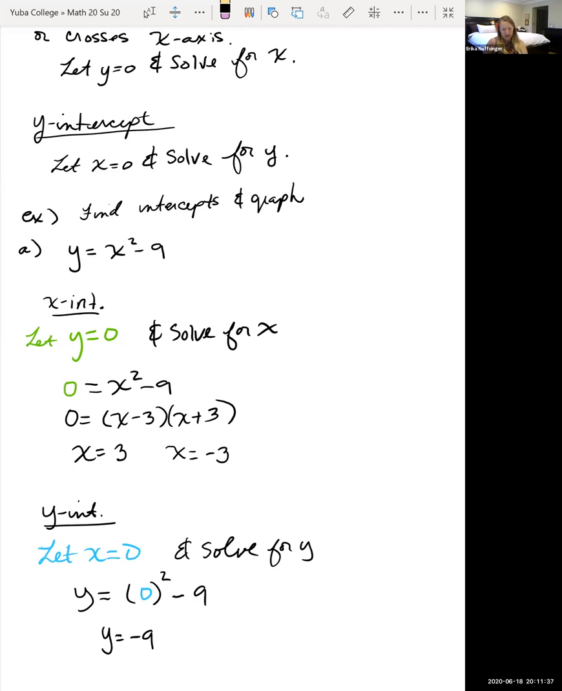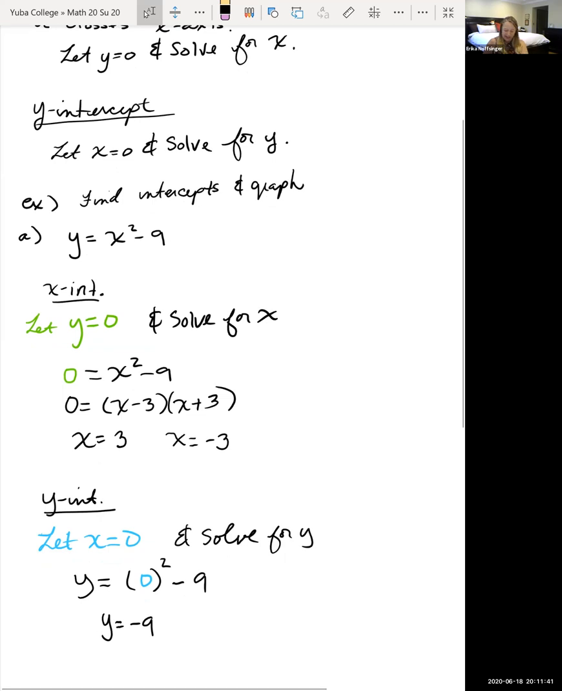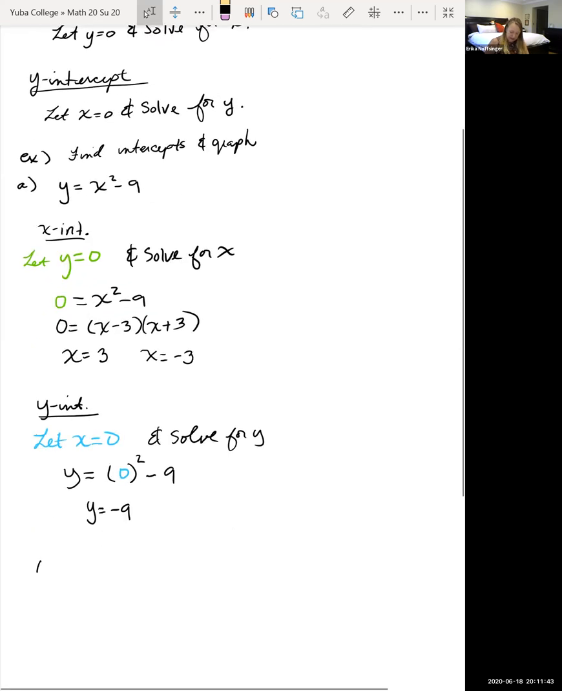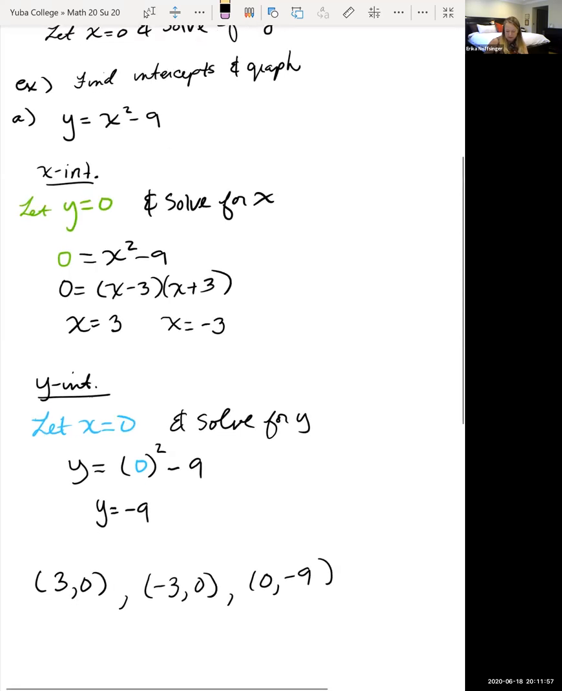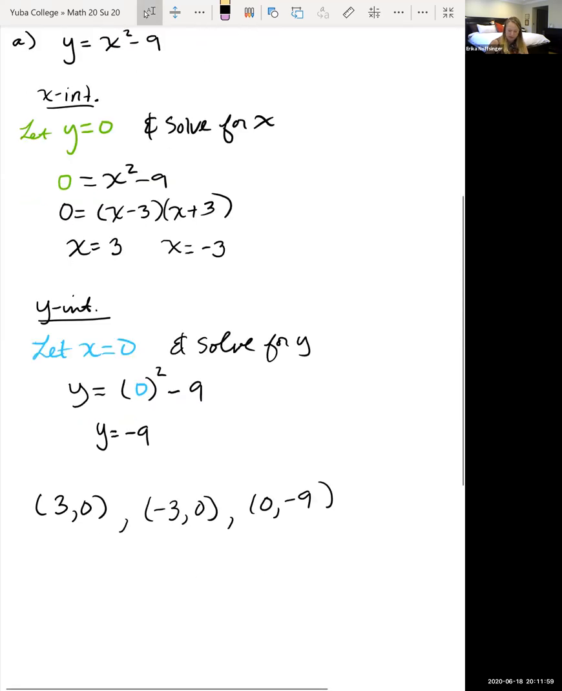So basically, we found 3 points that are on our graph. We found that 3, 0 is a point. We found that negative 3, 0 is a point. And we found that 0, negative 9 is a point on our graph. So let's plot those.